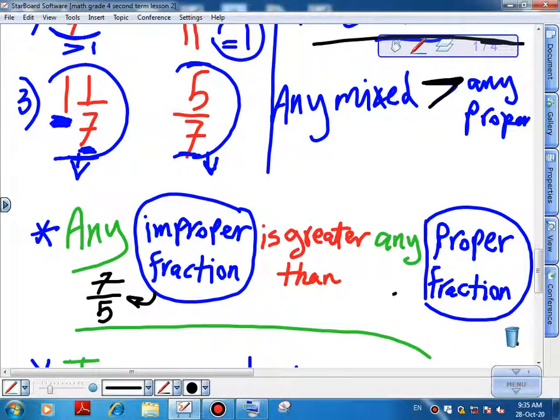But a proper fraction, like 2 over 5, 2 is smaller than 5, so it will be a proper fraction. Is 7 over 5 greater than or smaller than 2 over 5? We say that 7 over 5 is greater than 2 over 5 because we have the same denominator and 7 is greater than 2. So any improper fraction like 7 over 5 is greater than any proper fraction like 2 over 5.